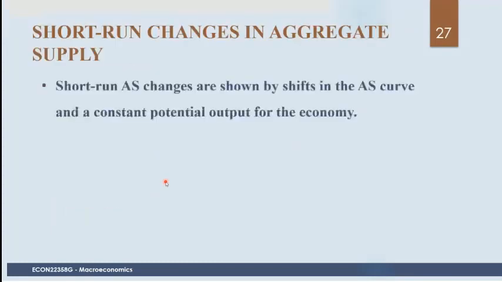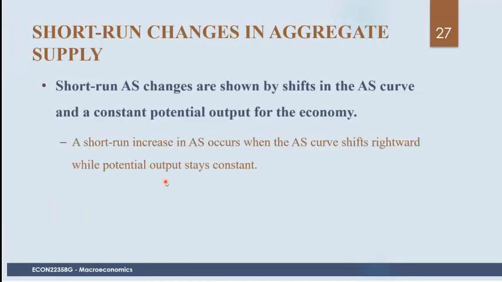So the aggregate supply curve is just drawn for fixed input prices, and there are reasons why it can shift. Okay, so a short run increase in aggregate supply would occur when, obviously, if we draw that for fixed input prices, then if input prices change, the short run aggregate supply curve will change. So a short run increase in aggregate supply occurs when the aggregate supply curve shifts rightwards while potential output stays constant. Okay, so the short run and the long run aggregate supply curve are related, but the long run aggregate supply curve is not based on short-term things like prices.